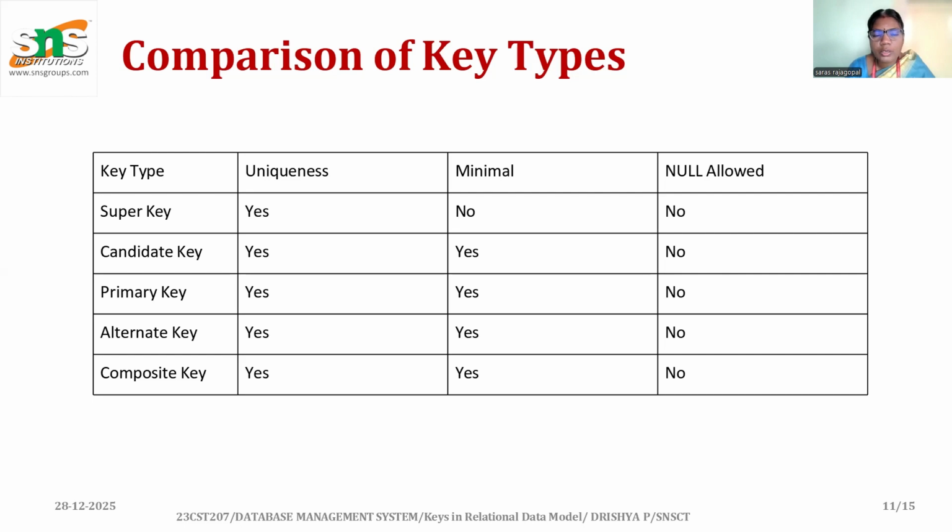Candidate key is only one key, and that is minimal. Primary key is only one key, also minimal. Alternate key is minimal, with only one key. Composite key is minimal, one or two keys, and super key is more than two. Null allowed? The primary key does not allow null, and the super key also does not allow null. All of the keys contain a not-null value; that is, it should have some value.